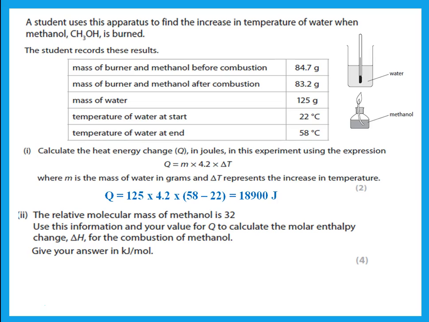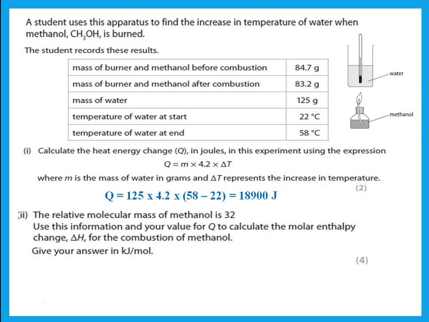So we get a Q in joules. Then he says the relative molecular mass of methanol is 32. Try to get delta H. Now, how do we get delta H? We need which equation? Mass over molecular mass or concentration times volume? Of course, we don't have any concentration here. So we're talking about mass over molecular mass. Of what? Of methanol, because he wants delta H for combustion of methanol.